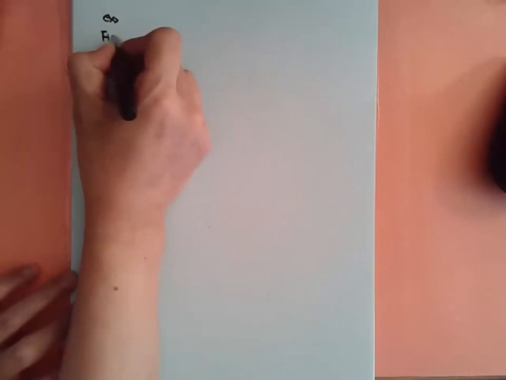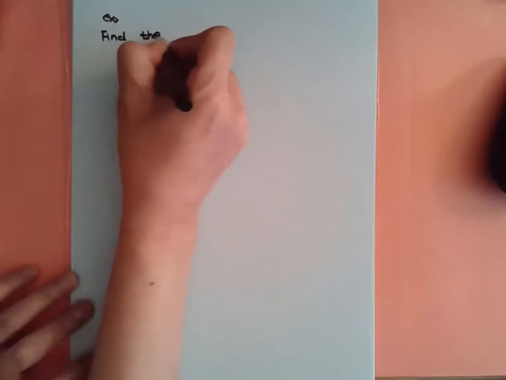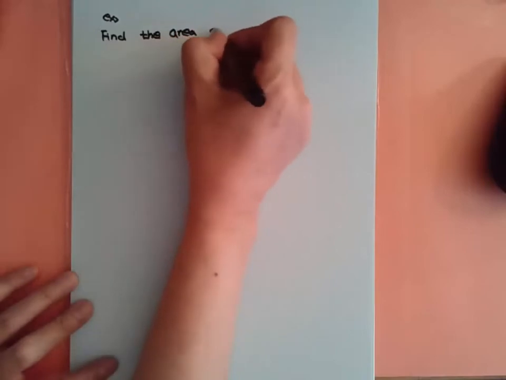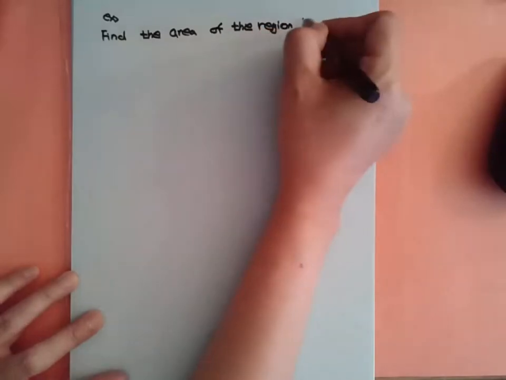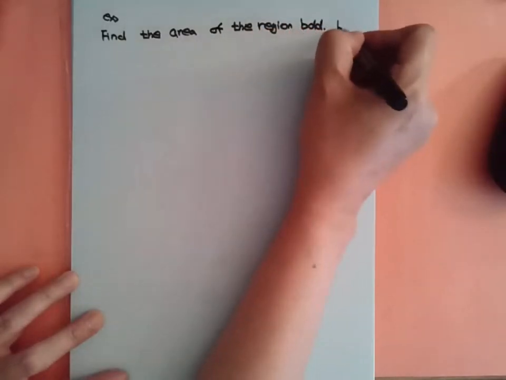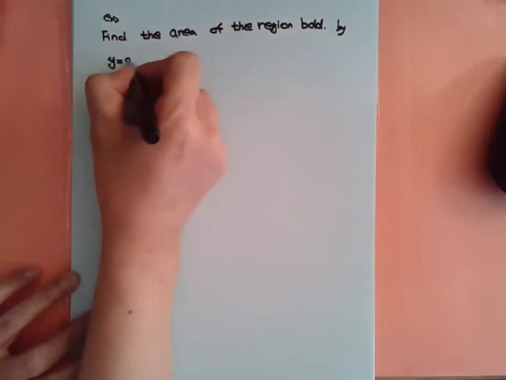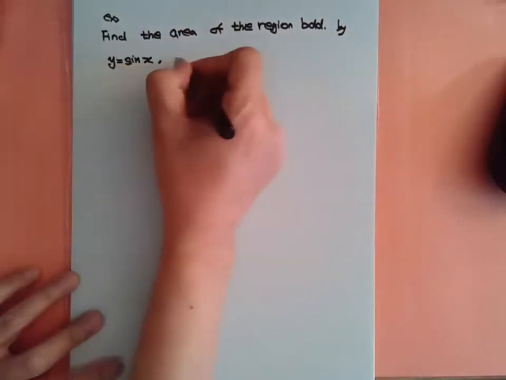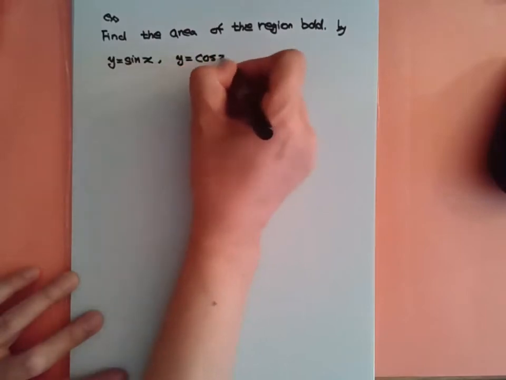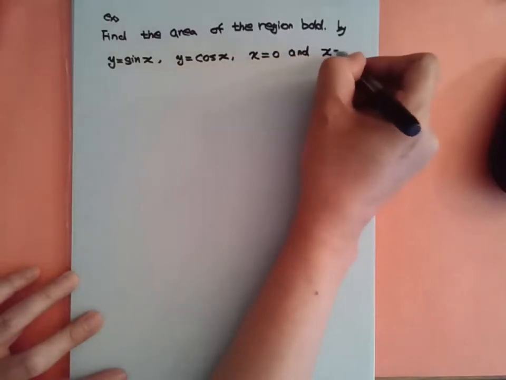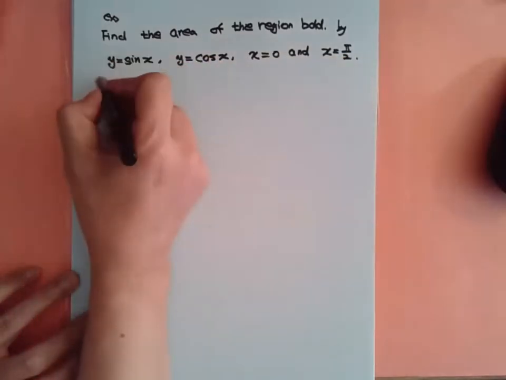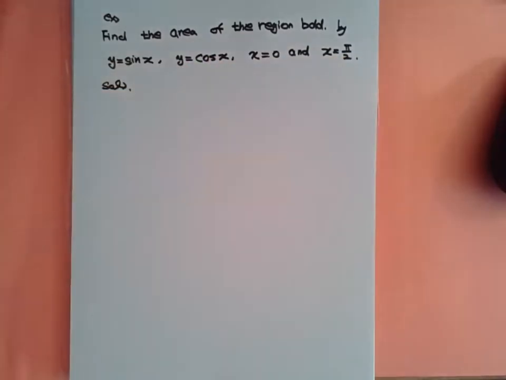The next one is: find the area of the region bounded by y equals sine of x and y equals cosine of x, and x equals 0 and x equals pi over 2. Let's review the trigonometry a little bit.